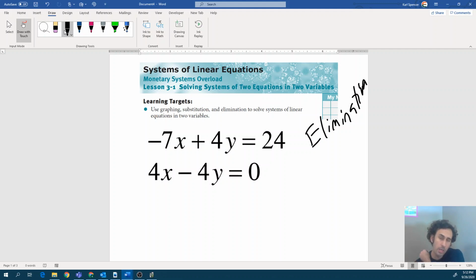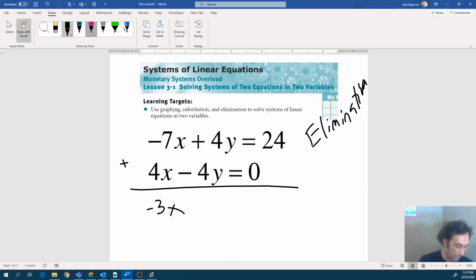And here's why. If we wanted to solve this problem using elimination, we want to add the equations together and we want a variable to cancel out. So imagine if we just add the two equations together. What is negative 7x plus 4x? Negative 3x. What is positive 4y plus negative 4y? That'd be 0. And then 24 plus 0 is 24. Notice when we combine these two equations, what happened to that y value? It got eliminated.